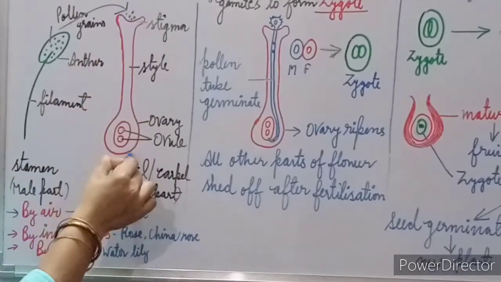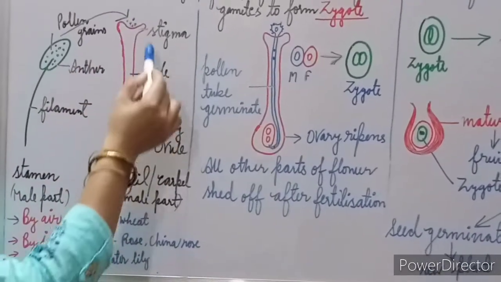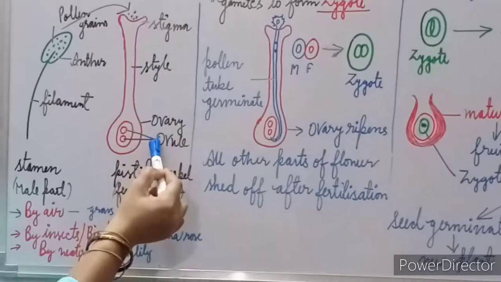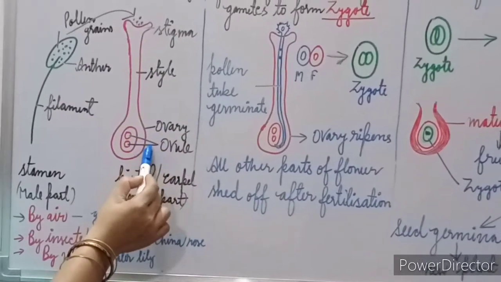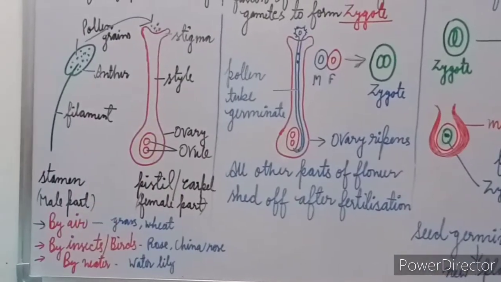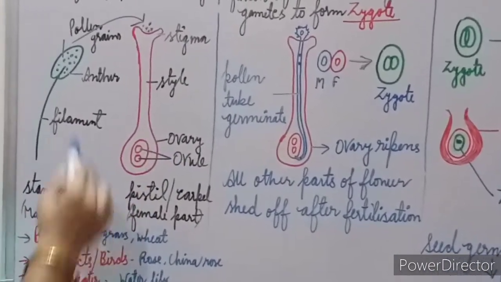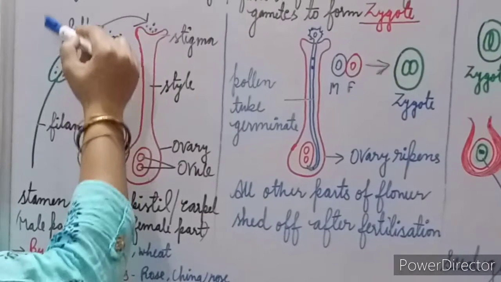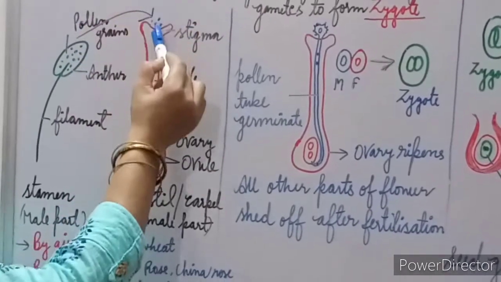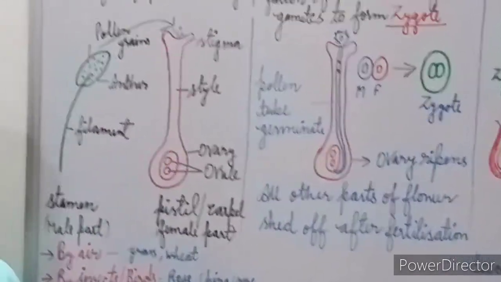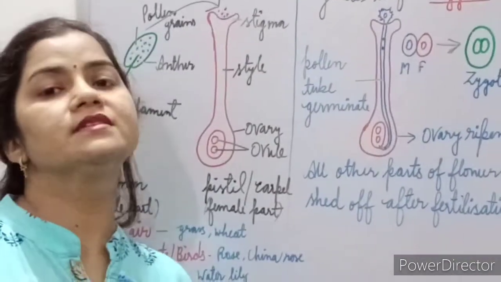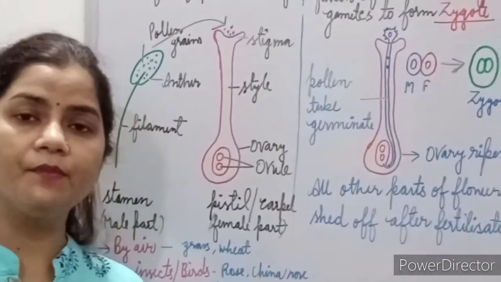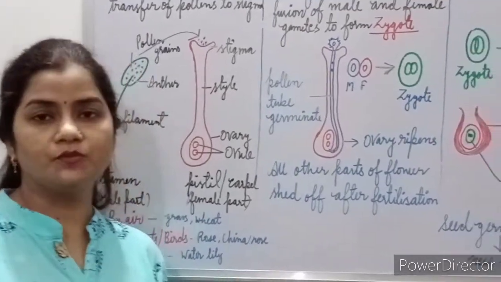And this whole part is the female reproductive part, which consists of stigma, style and ovary. Inside the ovary you can see the female gametes are produced in the form of tiny spherical bodies, which we call ovules. So the transfer of pollen grains from the anther to the stigma, this process we call pollination. And pollination is of two types: self-pollination and cross-pollination.